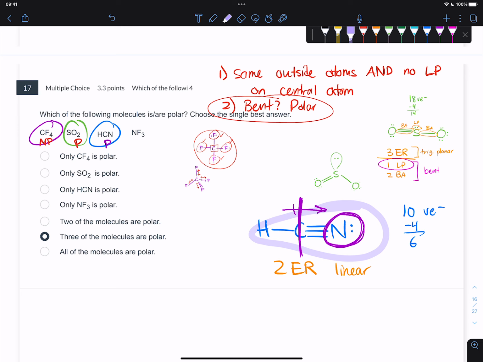And let's try NF3. I'm going to shrink this down. Wait, what is going on there? Okay.